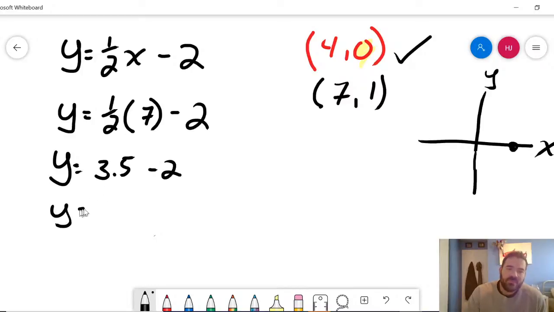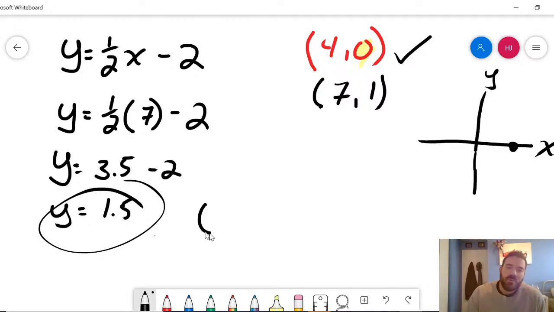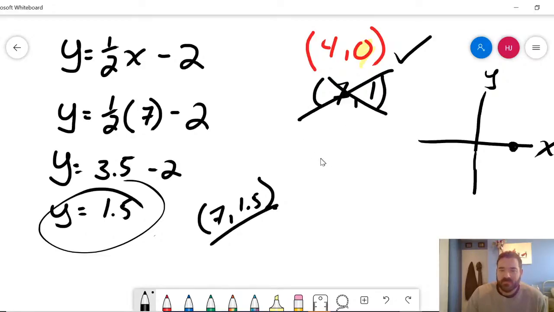Y is equal to 3.5 minus 2, which is 1.5. That's close, but that point is 7 and 1.5. That lies on the line, which means 7 and 1 don't lie, because when x is 7, y is 1.5, and not 1.